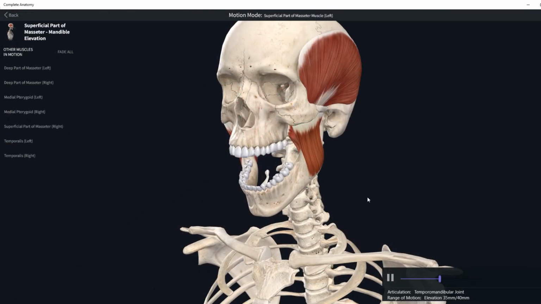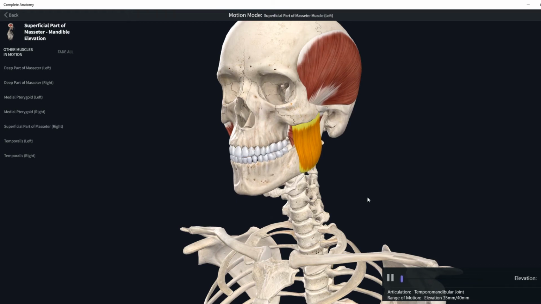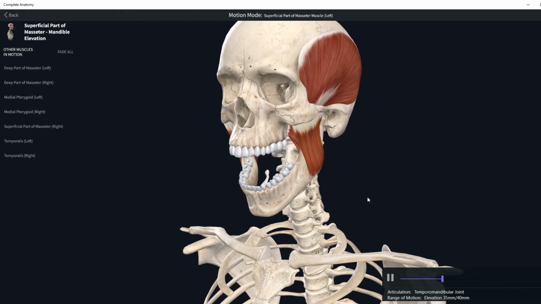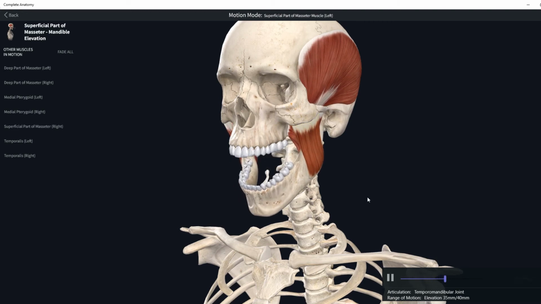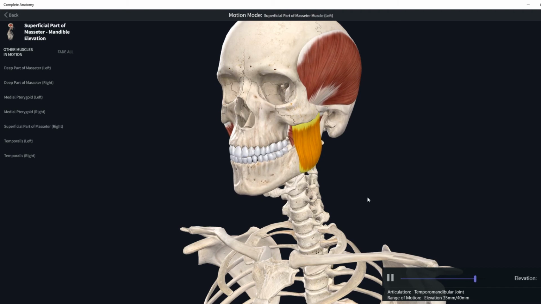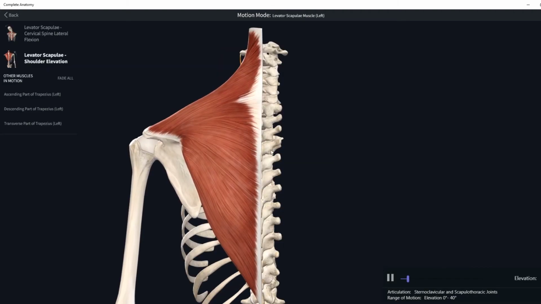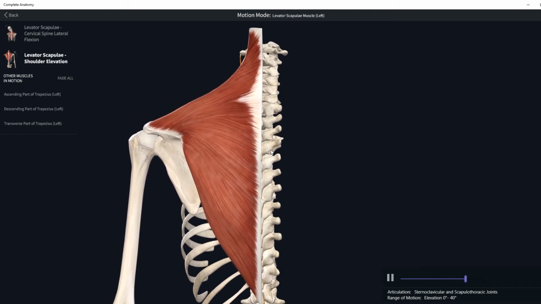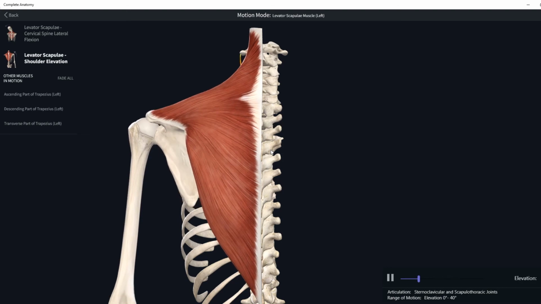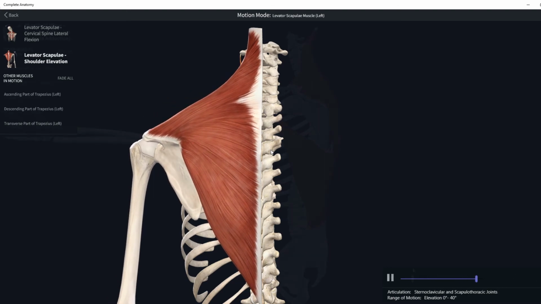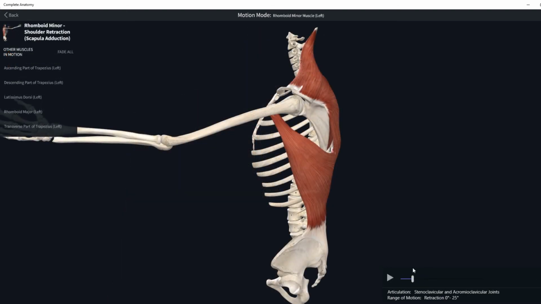Here we can see depression and elevation. As the mandible is lowered, opening the mouth, we see depression. As it returns back to anatomical position, moving superiorly, we have elevation. We can also see elevation and depression inside of our shoulder. Elevation, depression. Elevation, depression.